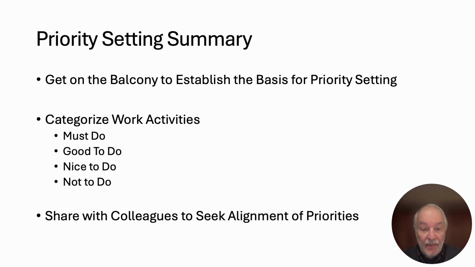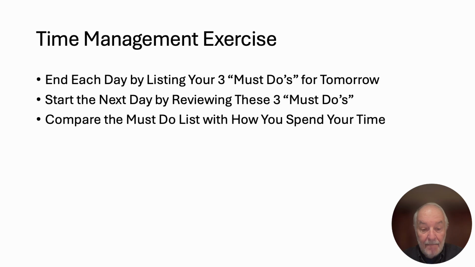be managed." So, to summarize what I talked about in an earlier leadership tutorial, the priority setting process involves getting up on the balcony to establish the basis for setting your priorities, and then characterize your work activities using the four categories of must do, good to do, nice to do, not to do, and then share those priorities with your colleagues to seek alignment amongst you and your team.